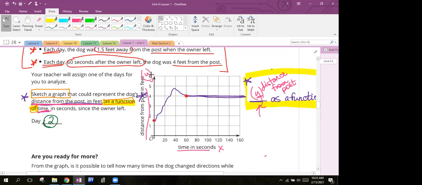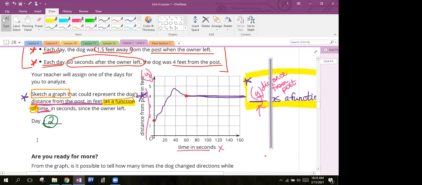So I can just get my vertical line, which y'all could just use your pencil. Get my vertical line and just go across it. Yep, passes my vertical line test. I'm good to go.